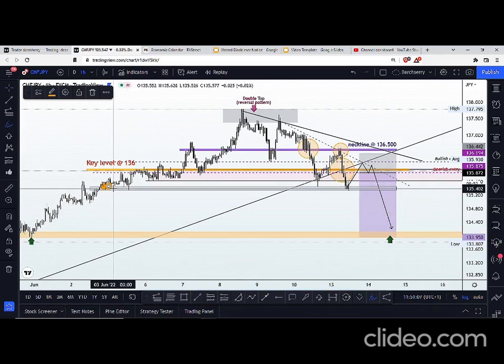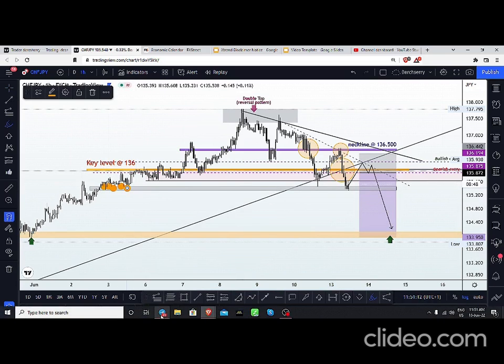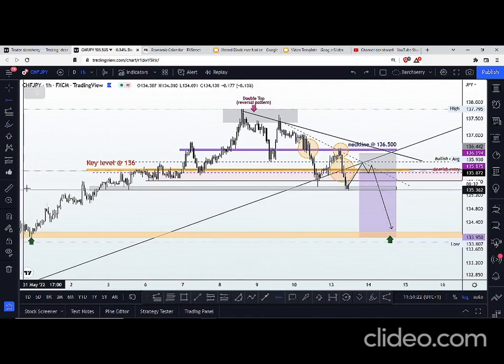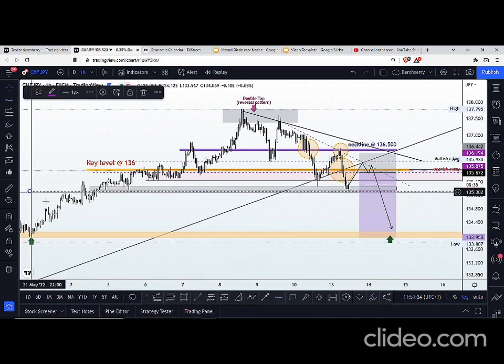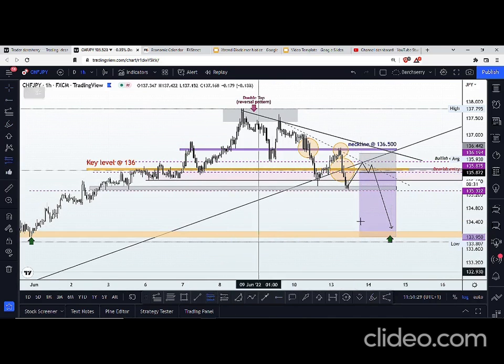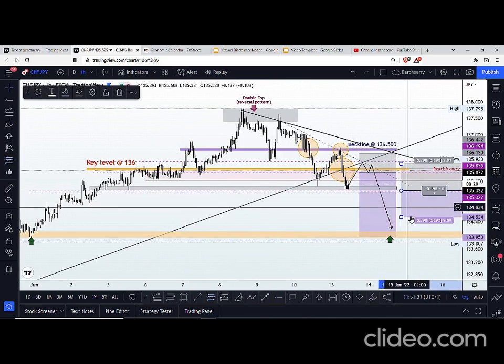We can see it here, and we had multiple rejections of that area. So one thing I want to be looking out for here is we could have an entry point here. Let's have an entry point here. And we have something that looks like this.